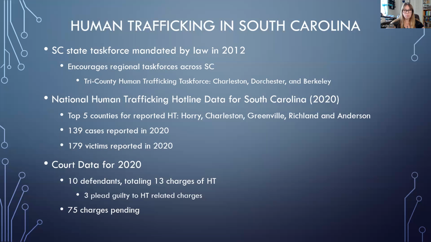Looking at the court data, in 2020, 10 different defendants were charged with human trafficking, some with more than one charge, totaling 13 charges of human trafficking in South Carolina state courts. From these charges, 3 defendants pled guilty to charges related to human trafficking. 5 charges were dismissed, one of which because the defendant pled to a different charge. And when this report was submitted in 2020, there were 75 pending human trafficking charges here in the state of South Carolina with 22 different defendants.